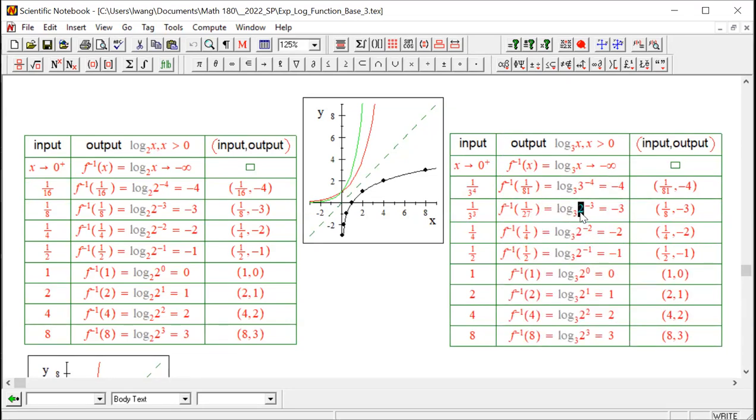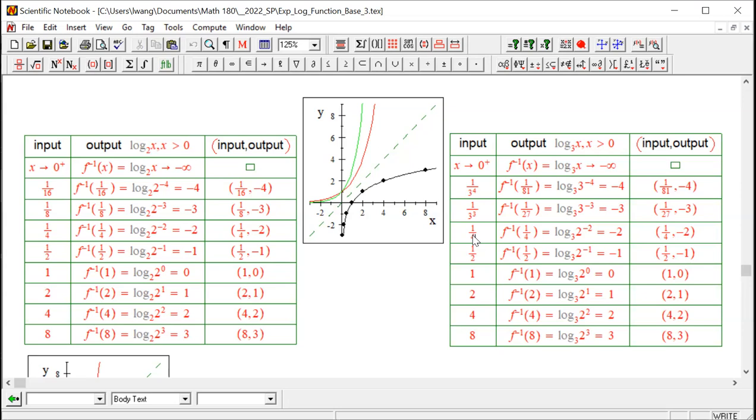And this is going to be 3 to the power of negative 3, and the output will be negative 3. So over here is going to be 27 under 1 comma negative 3. Okay, then we're going to plot the points. Make sure you know how to calculate this, okay? Follow the definition, right? Make sure you know how to do them, because you're gonna see them on the quiz, okay?